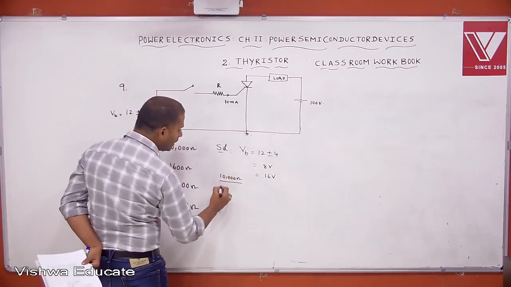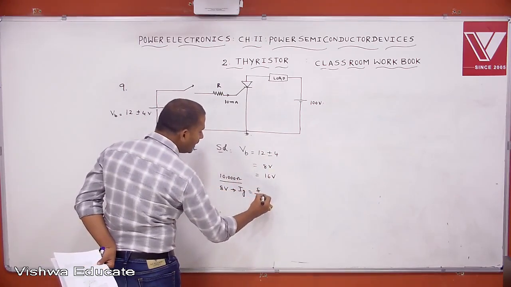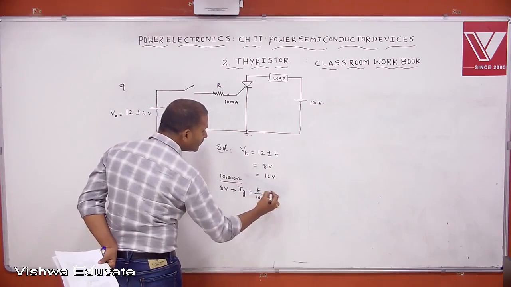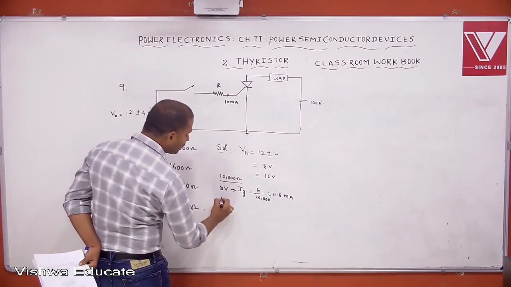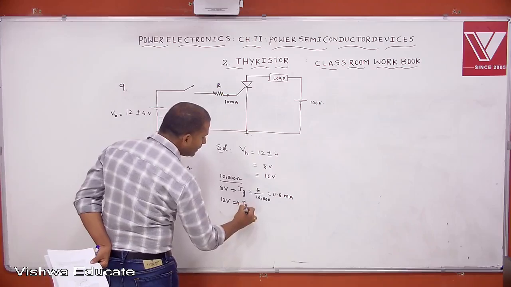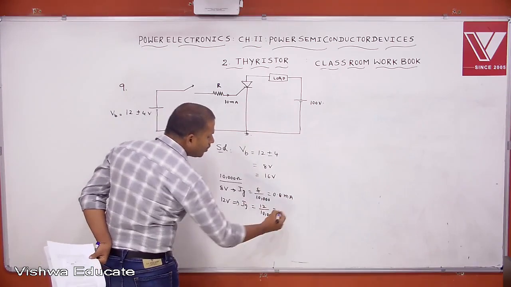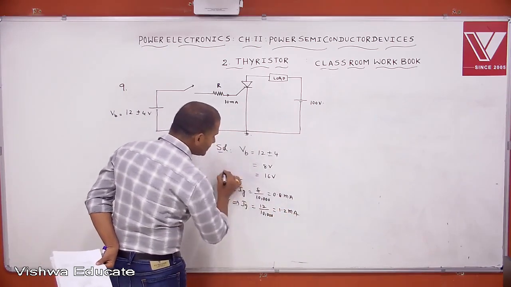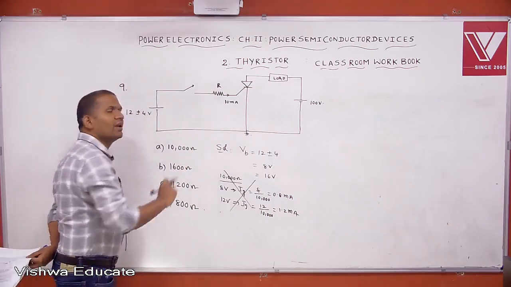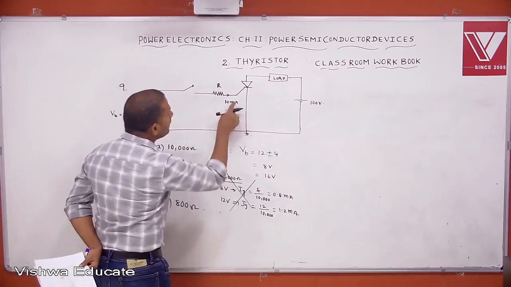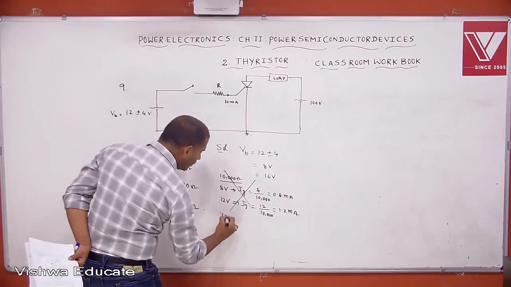First condition is 8 volts. For 8 volts and 10,000 ohms, what is the gate current? 8 by 10,000, that is 0.8 milliamperes. For 12 volts, what is the current? 12 by 10,000 is 1.2 milliamperes. This is meaningless. If you connect 10,000 ohms, the SCR will not turn on because these two currents are less than 10 milliampere.